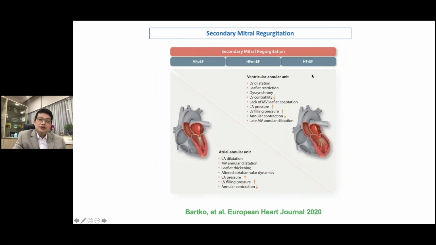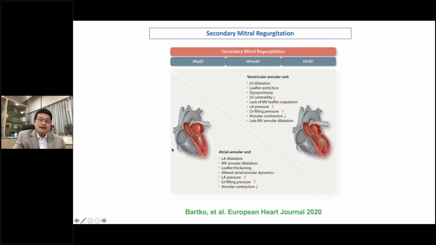So what we have seen in this example are very much patients in this group, patients with heart failure, reduced ejection fraction, or moderately reduced ejection fraction, where there is dilatation of the left ventricle causing leaflet restriction, some degree of dyssynchrony, impaired LV contraction, lack of mitral valve leaflet coaptation, and this then results in mitral regurgitation with increased LA pressures, increased LV filling pressures, decreased contraction of the mitral annulus, and mitral annular dilatation.